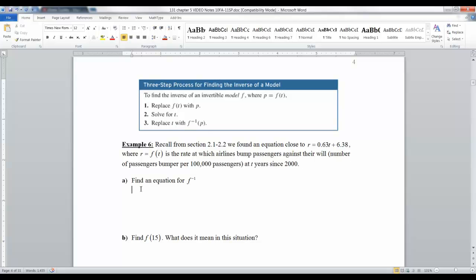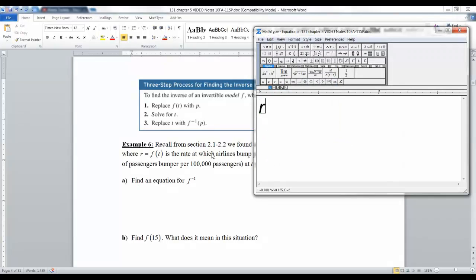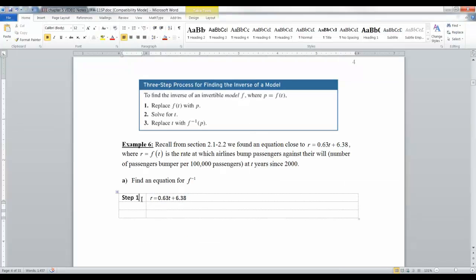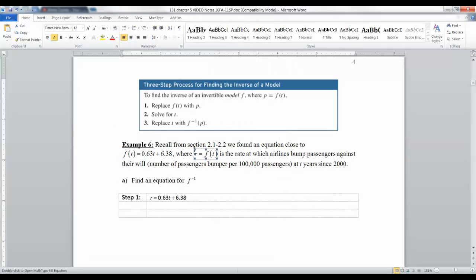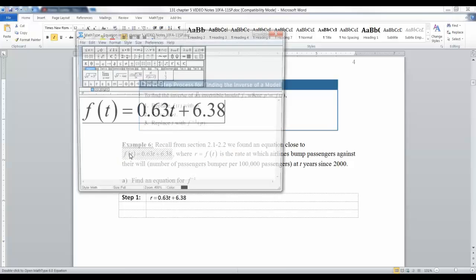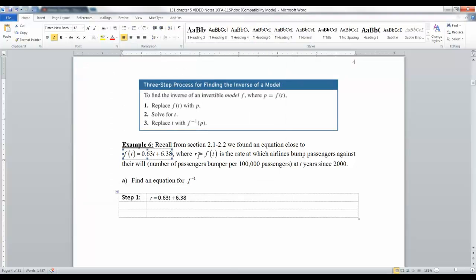Okay, so let me do this by hand here. I need to make a table. Hold on one sec. There we go. I just wanted to be able to label my steps here. So step 1 is you write it with letter R. Now I know this particular problem was kind of lame because it already had R to begin with. But if it had been f of t, you just replace it with the letter R in our example, or P, or whatever. You're just putting in a simpler letter. That's all step 1 is, just simplifying with a simpler letter.